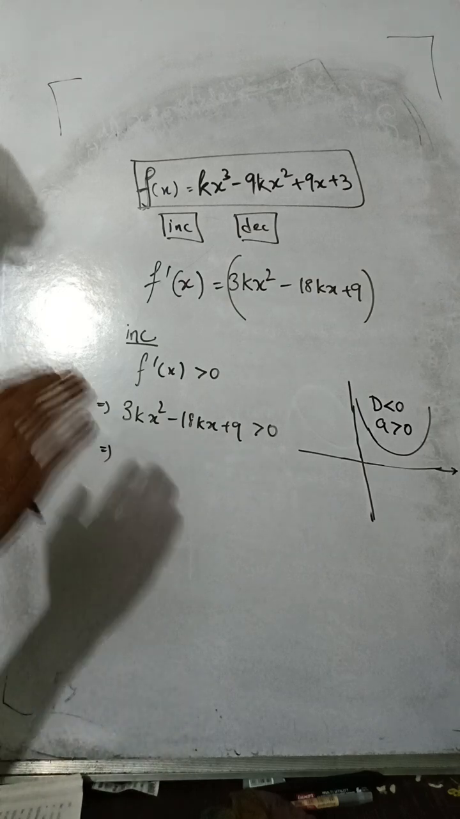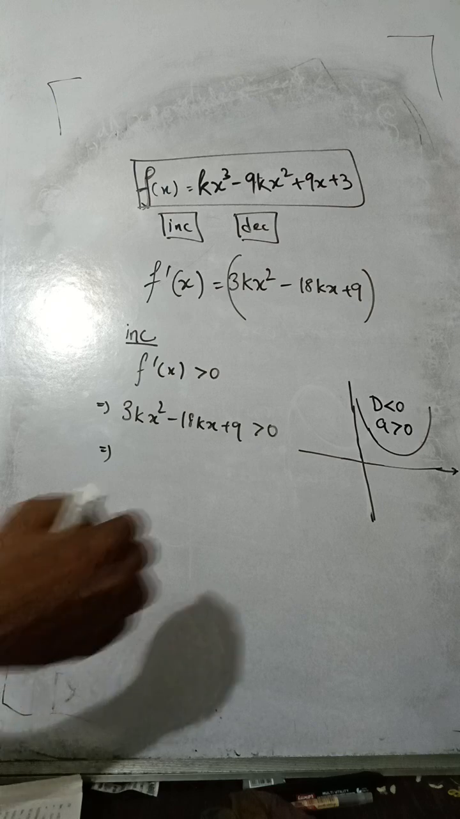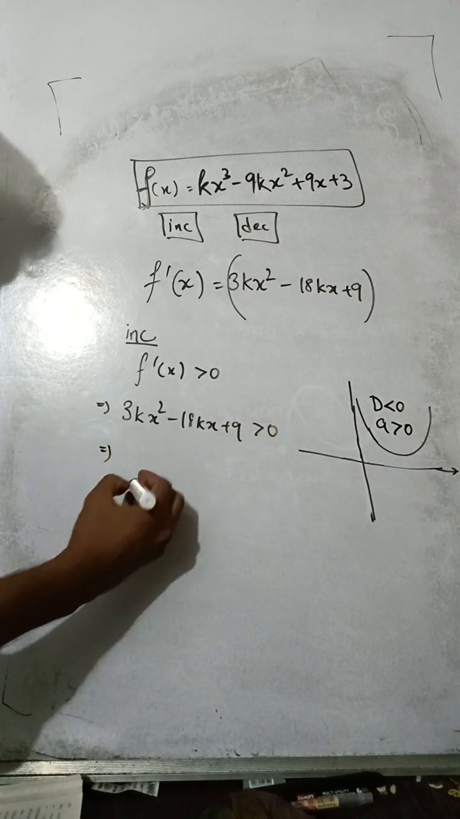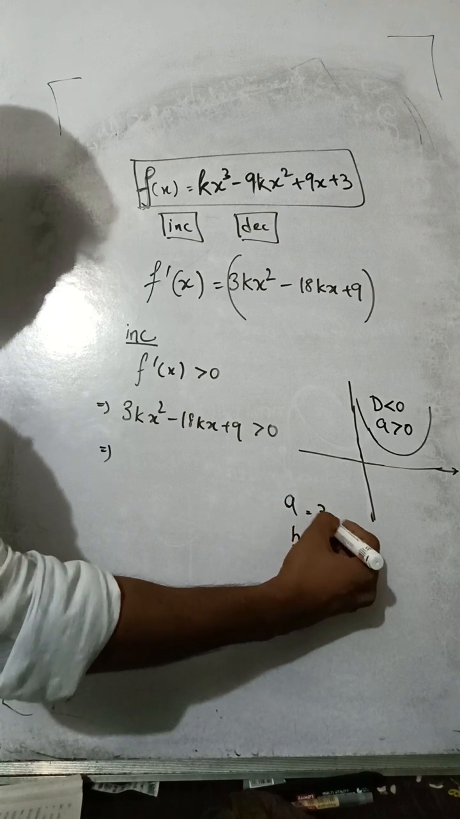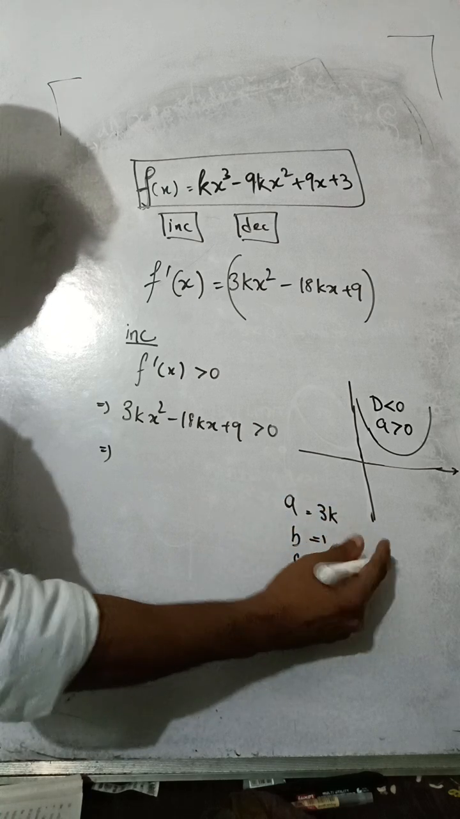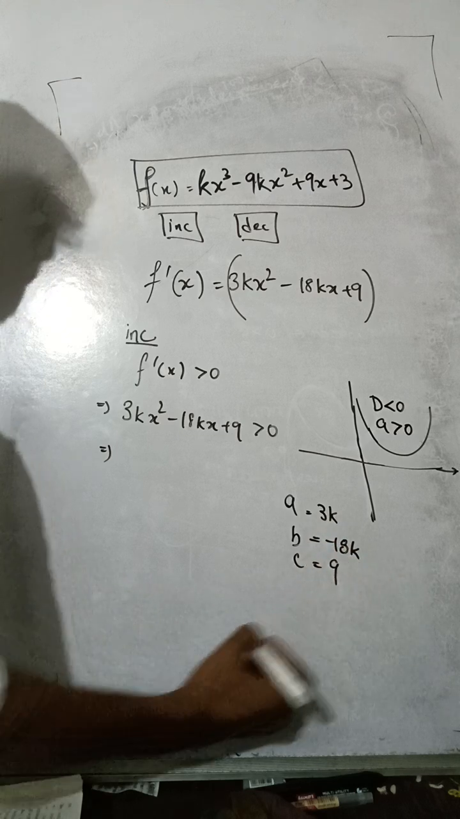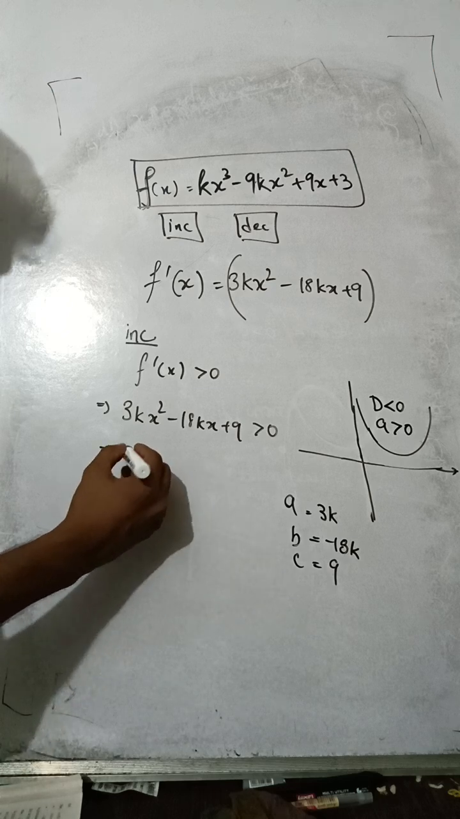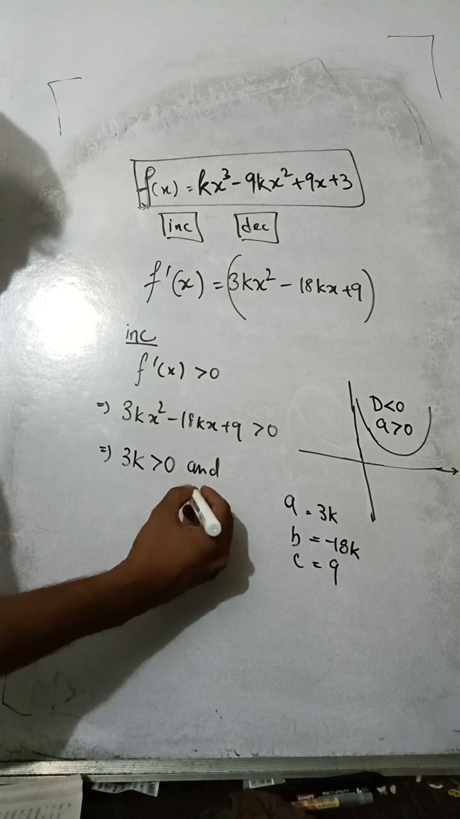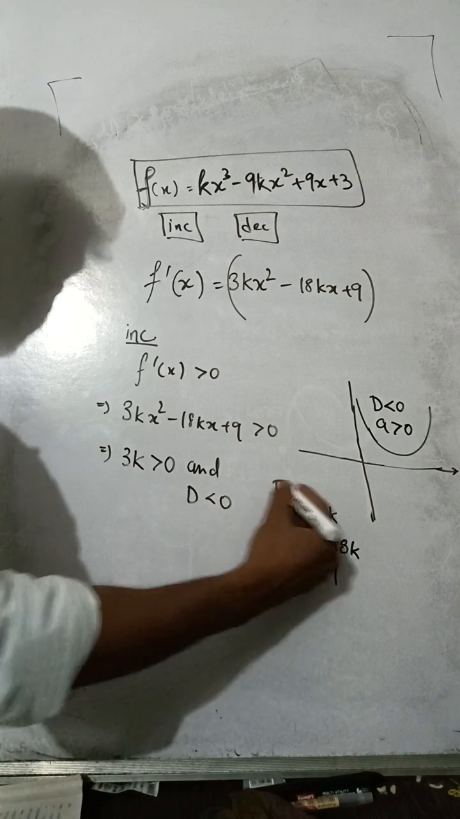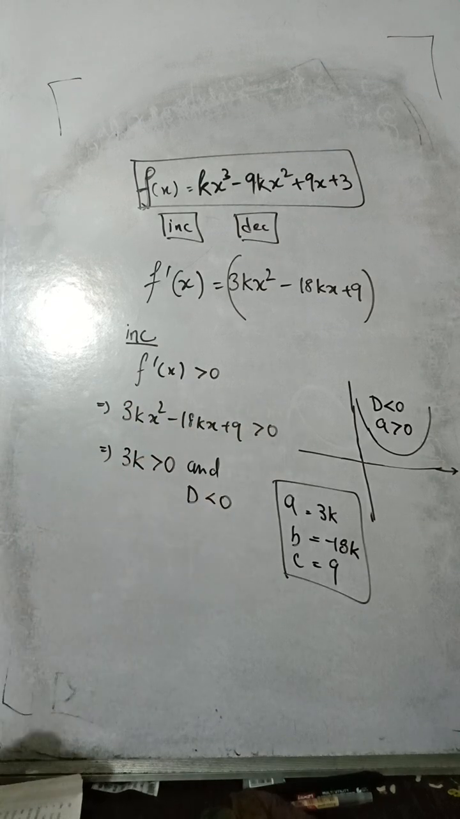Also, we can say that our discriminant D should be negative and our a should be positive. What are A, B, C here? A is 3k, B is minus 18k, and C is 9. So we can say that 3k must be positive, and that our D is negative. These are the two things that we can definitely say.